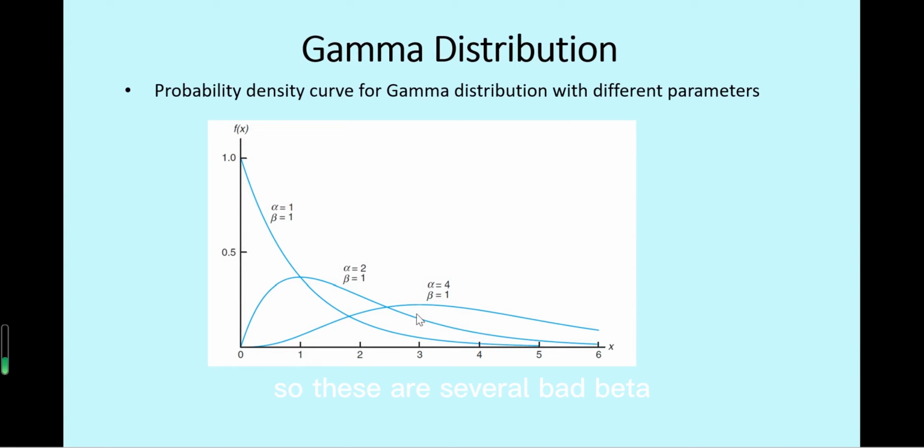So these are several gamma distribution density functions. This density curve, for example, alpha 1, beta 1; alpha 2, beta 1; and alpha 4, beta 1. So you can see when alpha becomes larger, the density curve becomes more symmetric.